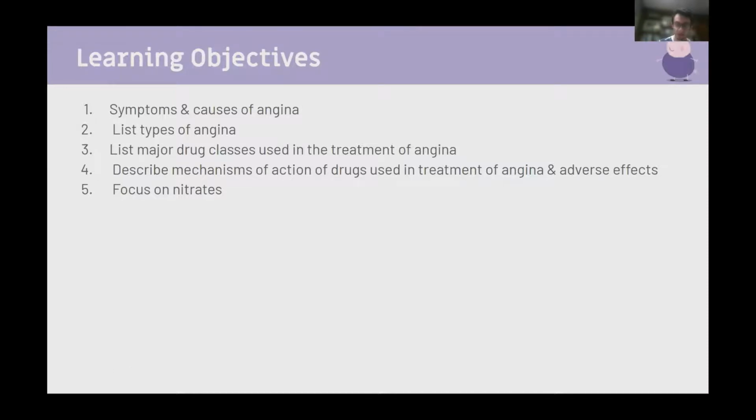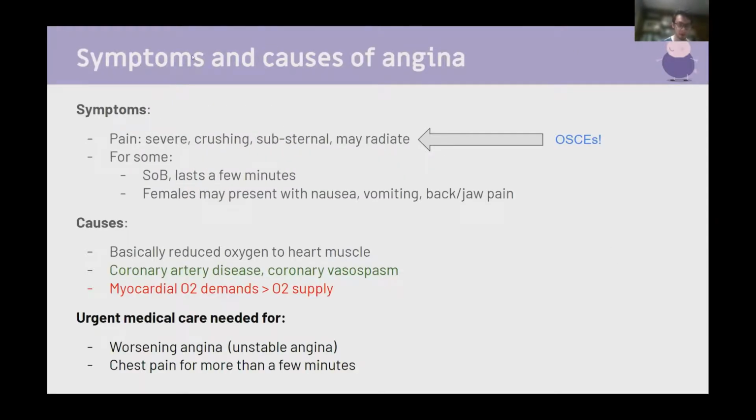So Katja likes doing these learning objectives, which are great. So we're going to talk about the symptoms and causes of angina. There are a lot of different types of angina, and it's incredibly clinically relevant. We're going to talk about the drug classes used in the treatment of angina, their mechanism of action, adverse effects, and finally on nitrates. So this is quite an important lecture for your whole career as doctors, actually. So we're going to talk about symptoms and causes of angina.